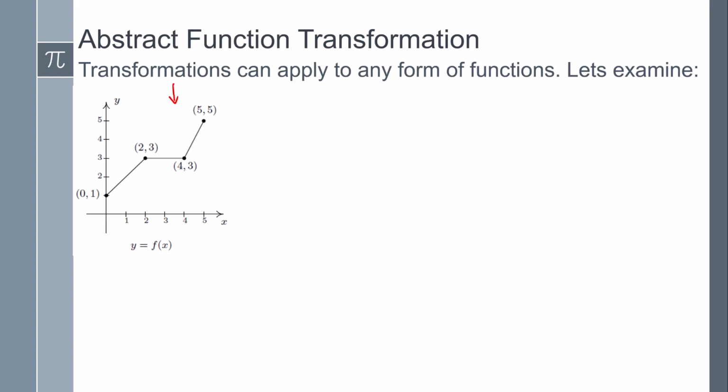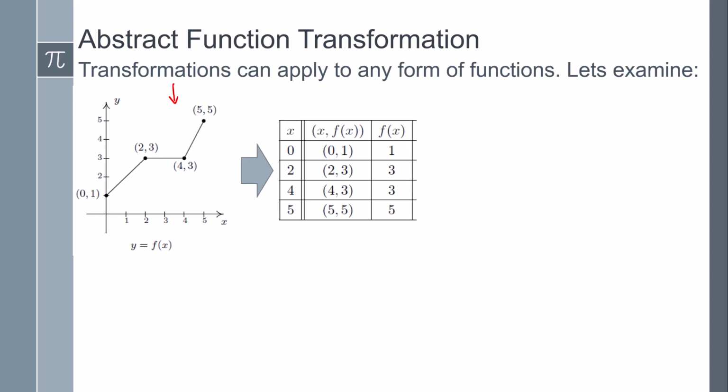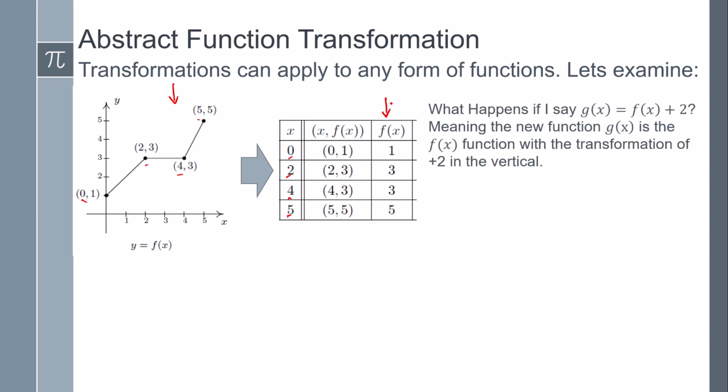So let's just say, hypothetically, if I wanted to take this information and put it in this chart. I picked my x values. I have 0, 2, 4, and 5. And then I put it as a point. So I have (0, 1), (2, 3), (4, 3), and (5, 5). Now if I just wanted to separate just my y values, I have 1, 3, 3, and 5.